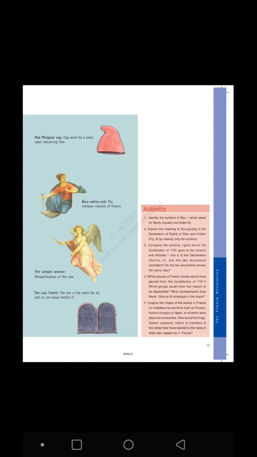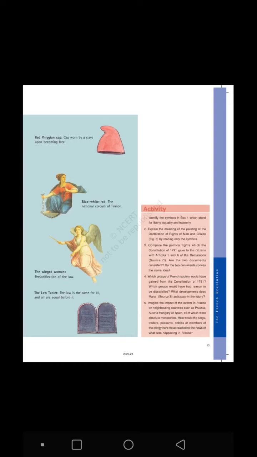Explain the meaning of the painting of the Declaration of Rights of Man and Citizen, figure 8, by reading only the symbols. 3. Compare the political rights which the Constitution of 1791 gave to citizens with Articles 1 and 6 of the Declaration, Source C. Are the two documents consistent? Do the two documents convey the same idea?